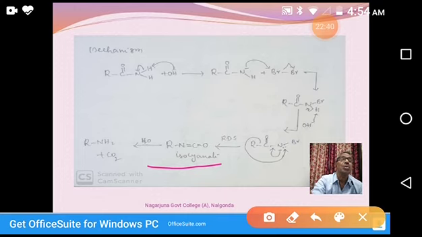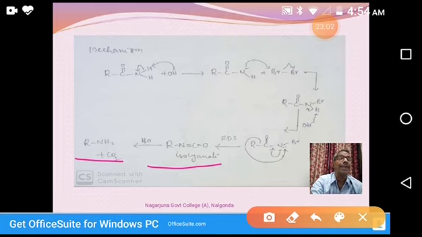This isocyanate, on hydrolysis with water, reacts with water giving the carbamic acid. After removing CO2, we will get the primary amine. This is the mechanism of the Hofmann bromamide reaction.